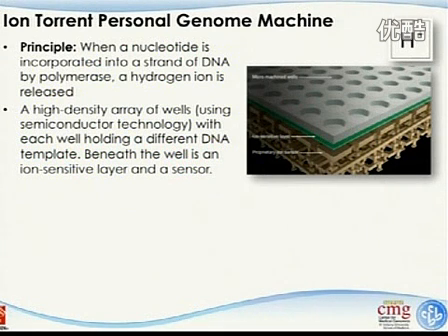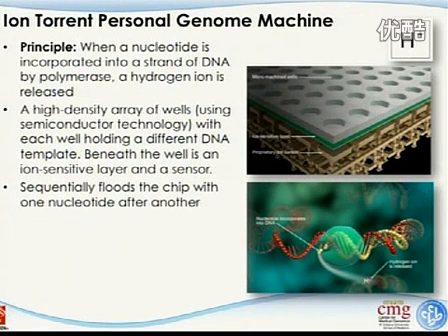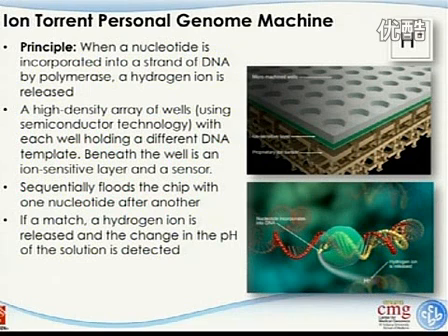It's not an imaging-based thing. You detect the signals by the sensors. So when you sequentially flood the chip with one nucleotide after another, okay, if for this well you drop in an A, it's supposed to be the right one. And when it gets into this DNA molecule and is hybridized, put on by the polymerase, if there's a match, a hydrogen ion is released, okay?